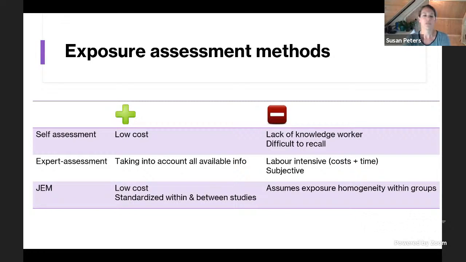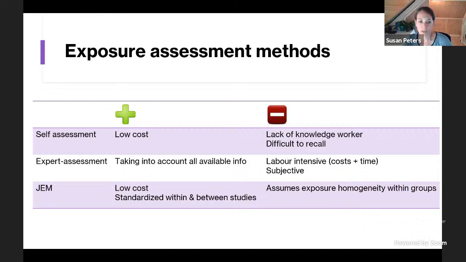So then if we go to a JEM, the good thing is that it's a standardized assessment, within a study, but also between studies, because once you develop a JEM, and I will show you an example of how a JEM looks, you get a standardized assessment, and you're not dependent on how an expert performs at that stage or how a worker recalls something. And of course, once the JEM has been developed, there's a relatively low cost. You can easily apply it.